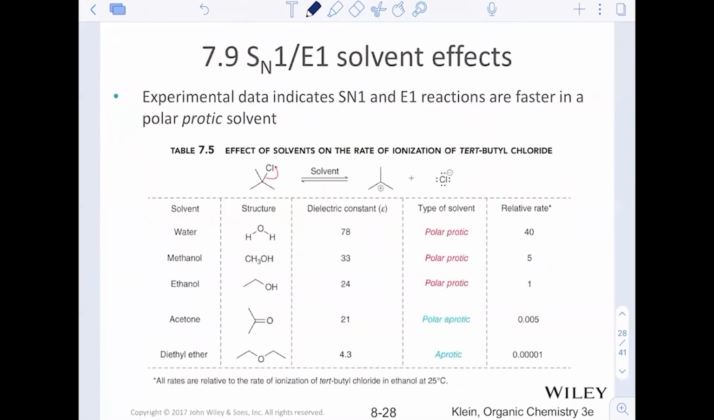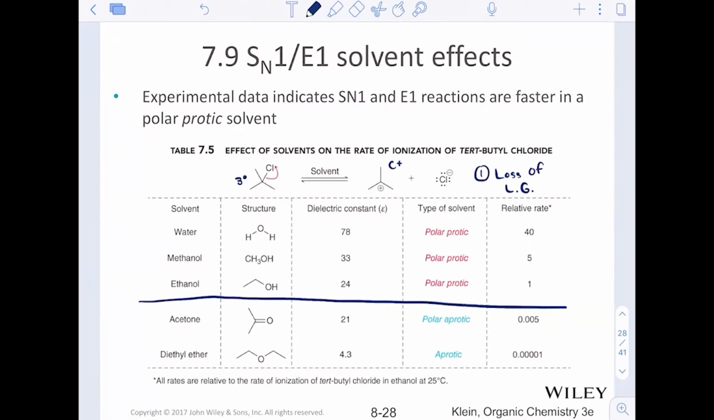All right, so we can think about solvent, and our last idea here is understanding our polar protic solvents. So notice this is a tertiary alkyl halide. It's going to form a carbocation in that first step, loss of leaving group, the rate determining step of our SN1 and E1 reactions. Notice the difference between polar protic solvents and that relative rate of reaction. So how much, you can think about this as product amounts, right? They're normalized so that you can see the difference.